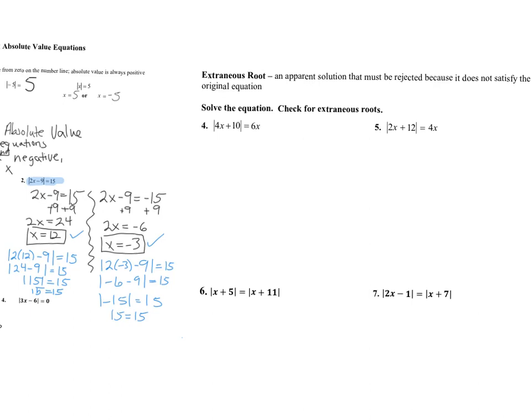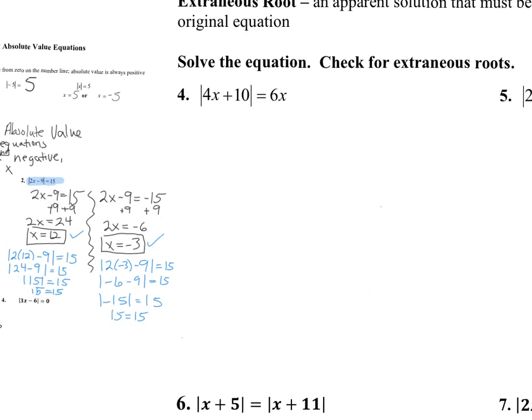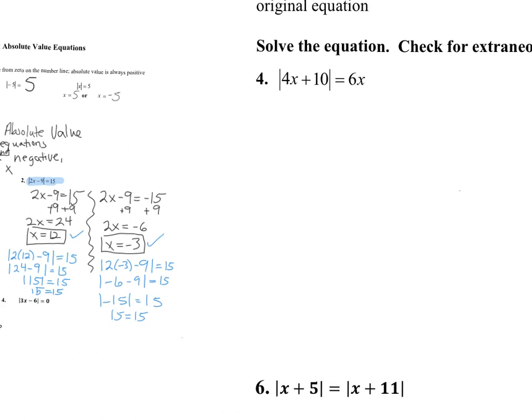So we have 4x plus 10 is equal to 6x. And then we've got 4x plus, and you know what I'll do is I think I'm going to zoom in a little bit so I can get some more space. So bear with me, guys. Let me zoom in real quick. Okay, there we go.